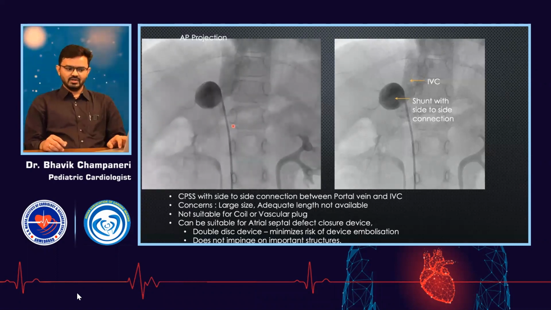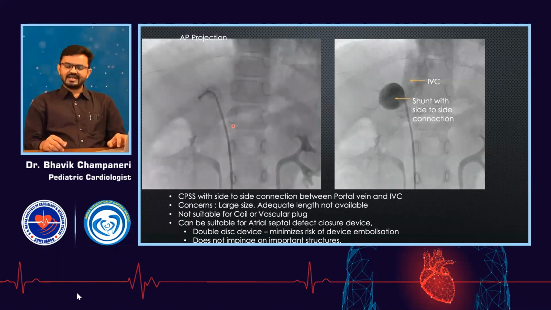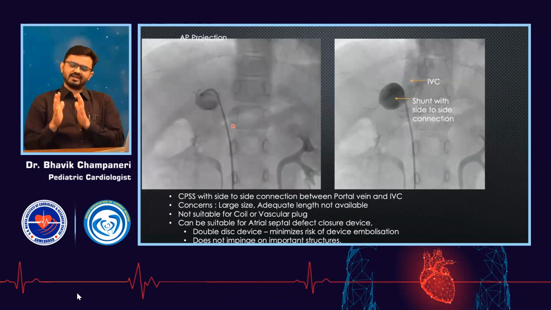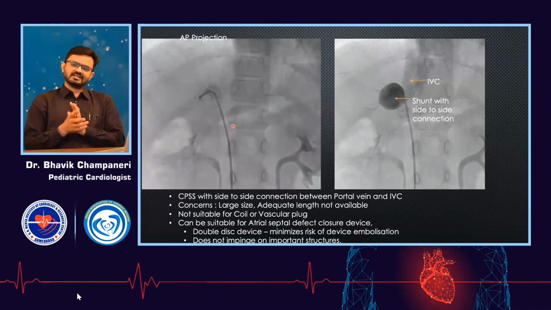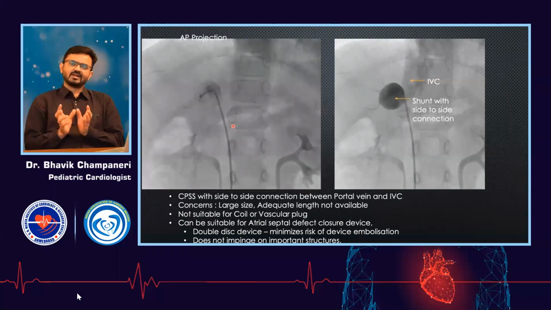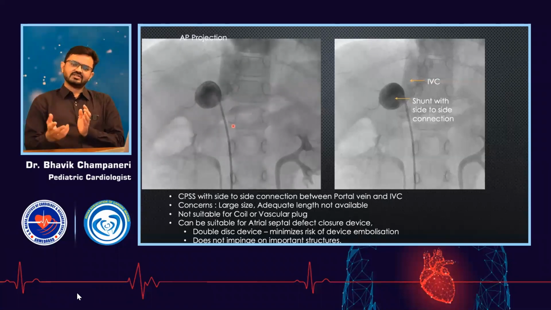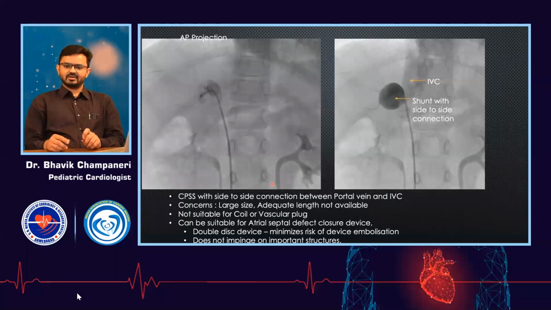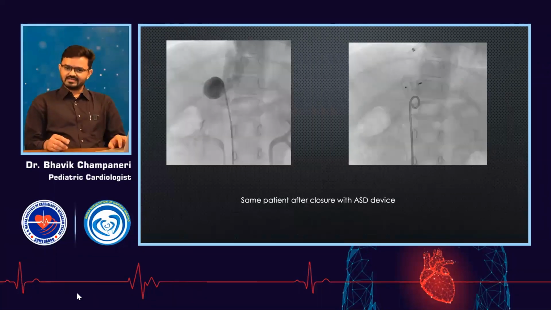So a congenital heart device like an atrial septal defect device, or ASD device, is the choice. The advantage of the ASD device is that it's a double disc device, so it captures both the portal vein and IVC, and the chance of migration of the device is minimal. Second, it's a short length device, so the concern that we should not occlude the portal vein or IVC can be minimized by using an ASD device. The same patient was taken into the cath lab and the fistulous tract was closed with the ASD device, as you can see in this image.